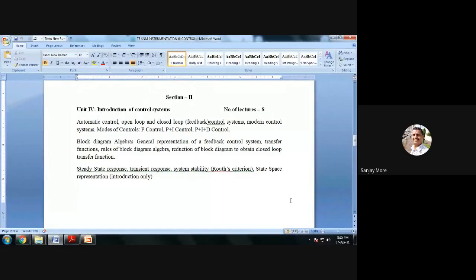Automatic control, open loop and closed loop, in bracket feedback control system, modern control system, modes of control, in that P control, PI control and PID control.